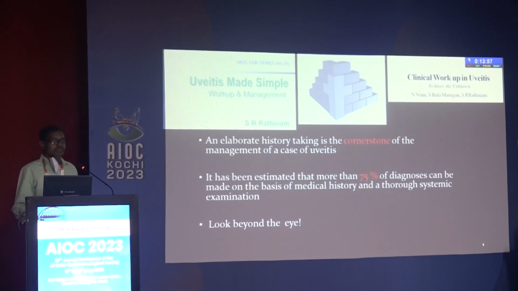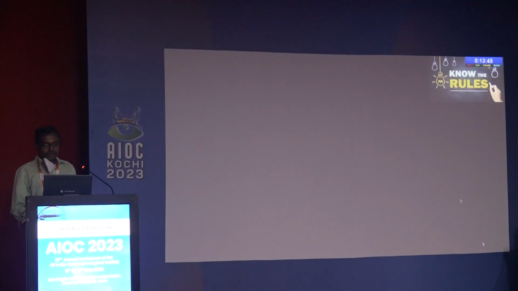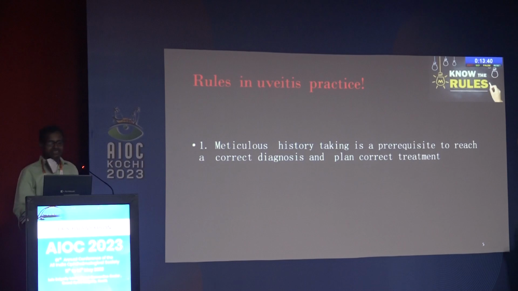If you bypass this history taking and outsource to some other person, however you do meticulous investigation, treatment, you will end up in problem. So history is the cornerstone. So the rules in uveitis practice, my teacher has taught me, is that meticulous history taking is prerequisite, not only for diagnosis and also for correct treatment. The second rule is, again, don't forget rule number 1. So it may look something you have heard somewhere else. So please remember, history is very, very important.